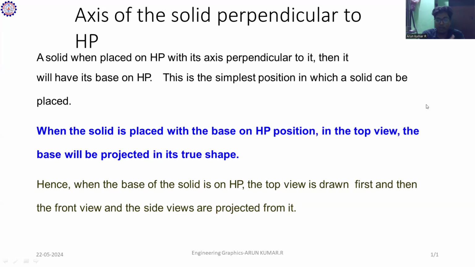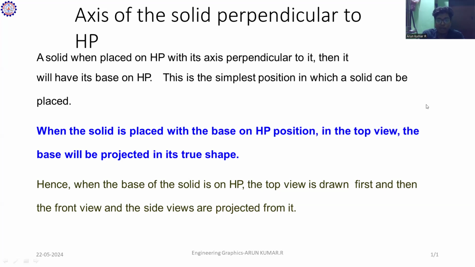But now in this class, we focus only on the axis, that is, the axis of the solid is perpendicular to HP. So what is the meaning of axis? The axis is the line joining the centers of the corners, at the midpoint of any shape. It has a certain height. For a pyramid or prism category, the axis represents the height of the solid. So we place the solid on HP with its axis perpendicular to HP.